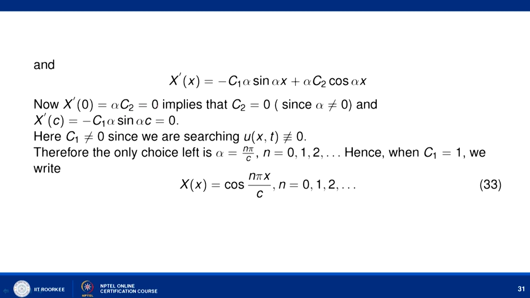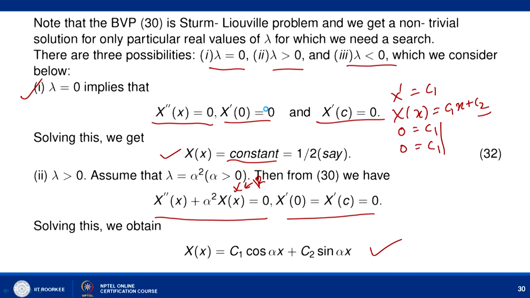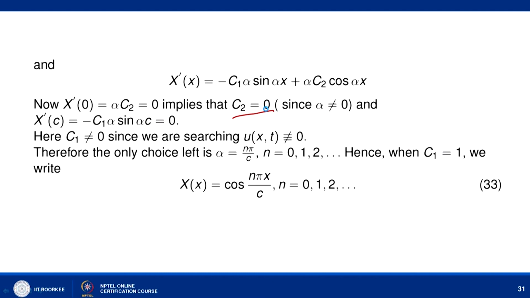Now alpha cannot be 0, so c2 has to be 0, because alpha is a positive real number. If we take alpha equal to 0, then lambda has to be 0, which case we have already considered. So here we assume that alpha is some value which is not 0. Here c2 has to be 0 and x dash c equal to minus c1 alpha sin alpha c equal to 0. Now since c2 is already 0, if we take c1 equal to 0, then we have only the trivial solution, which we really don't want.